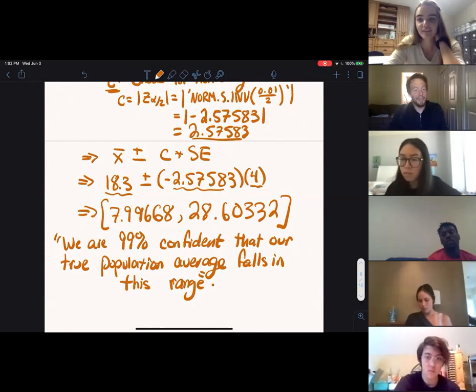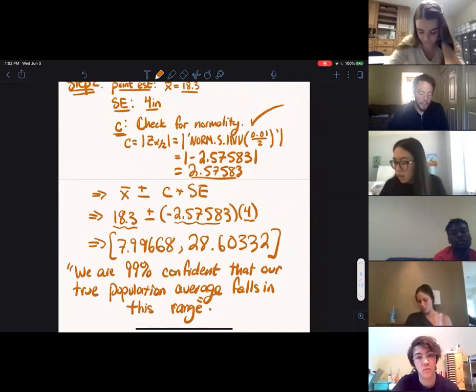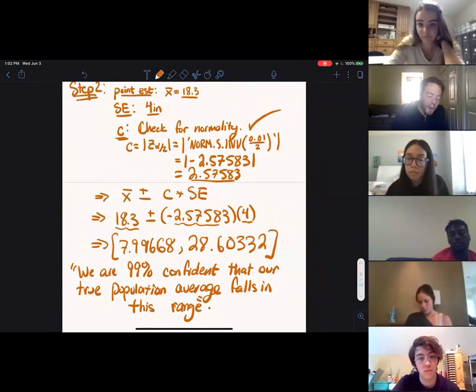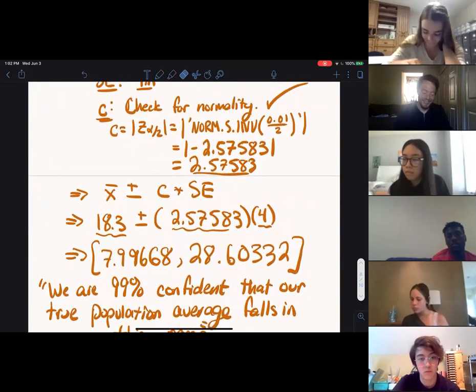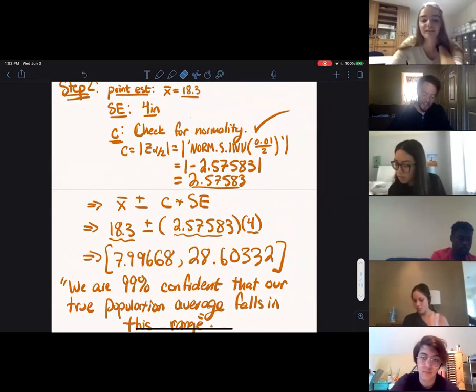I have one. Of course. So when you have it in the absolute value, it's negative 2.5783, and then it becomes positive, right? Why does the negative stay when you plug it into the formula? Oh, it shouldn't. I'm so sorry. That shouldn't be there. To answer your question, because I wrote the wrong thing. Nice catch. Thank you.